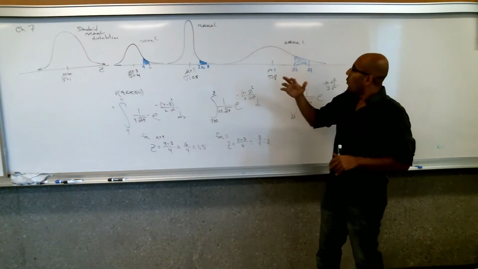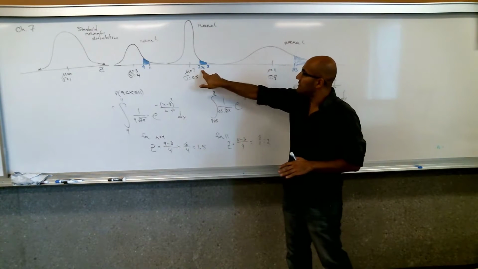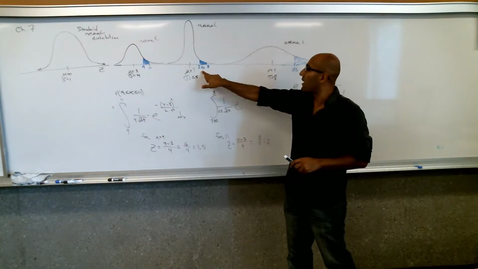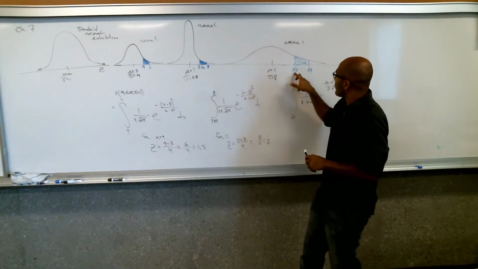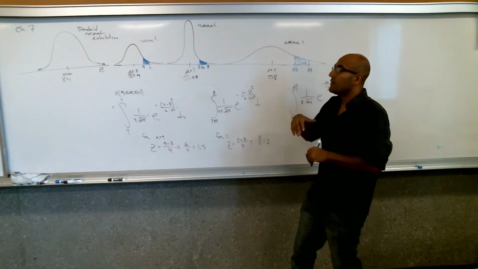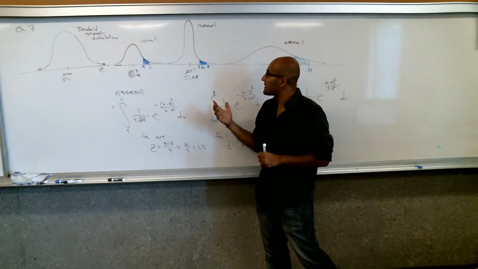Good. When we do the other ones, you'll find that if we did the z-score of 7.75, the z-score of 8, the z-score of 23, the z-score of 27, you'll find that we'll get the exact same results.